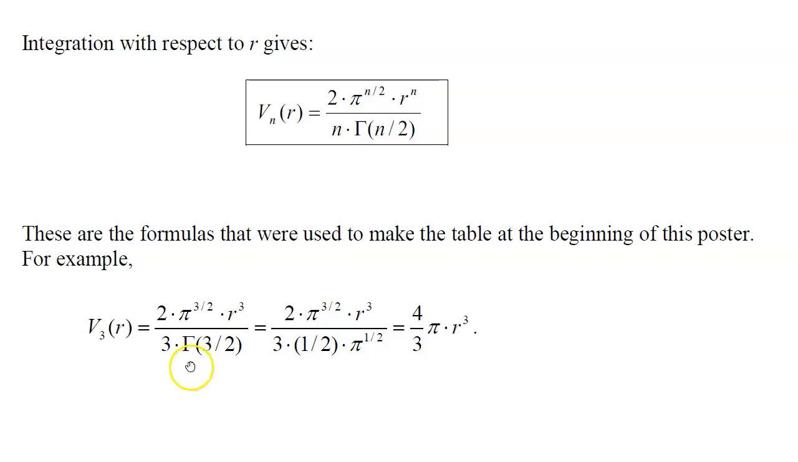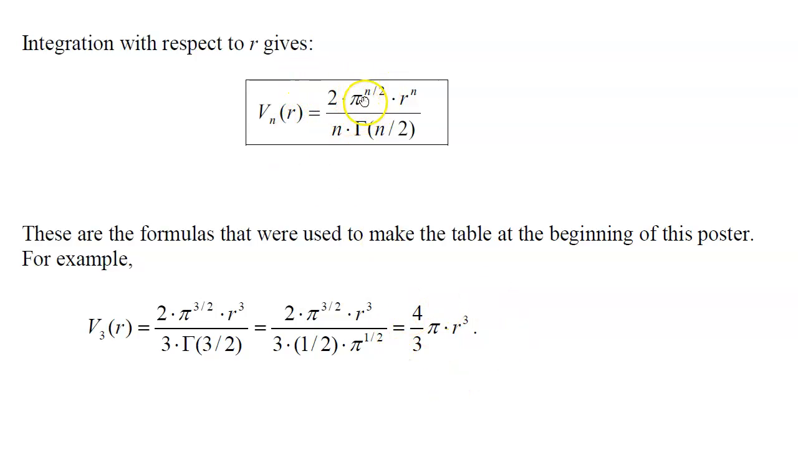In fact, gamma of 3/2 was 1/2 times gamma of 1/2, but gamma of 1/2 was pi to the 1/2 power, the square root of pi. So notice what we end up getting. This 1/2 down there can become a 2 on the top, and we have 2 times 2/3, that's 4/3. We have pi to the 3/2 divided by pi to the 1/2. That's just pi. So we get our formula here, 4/3 pi r cubed.